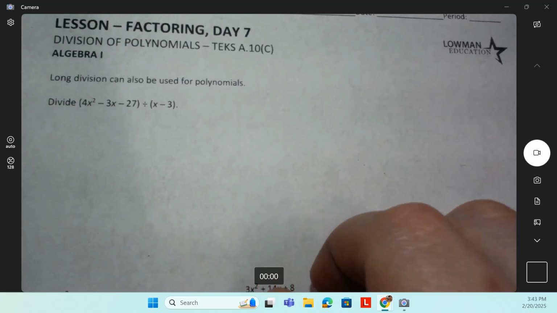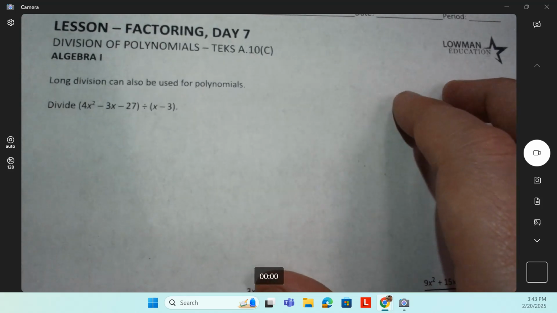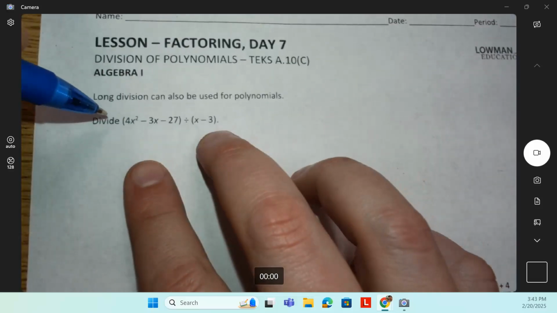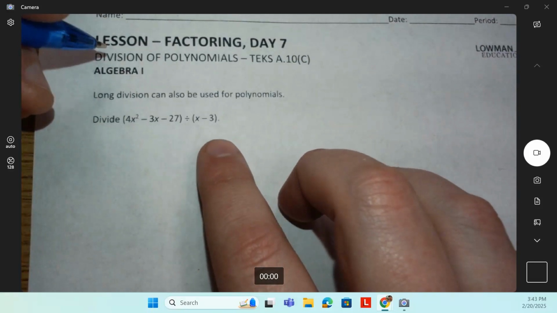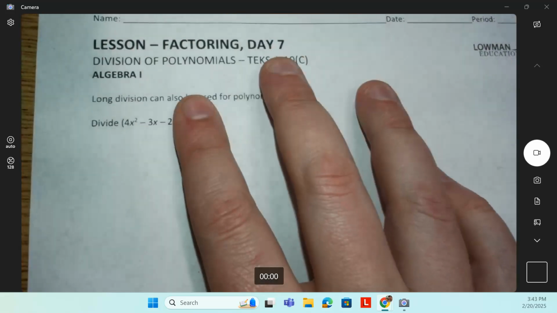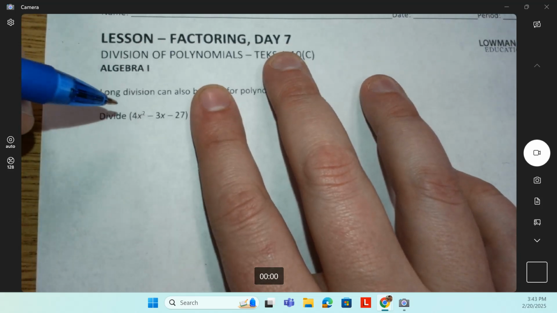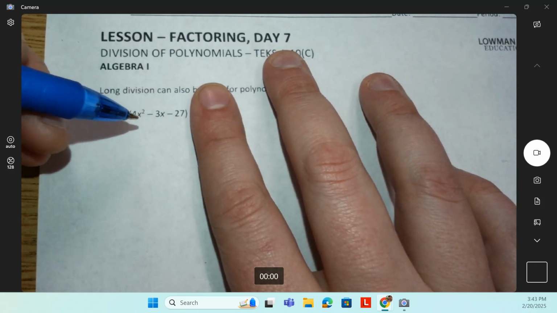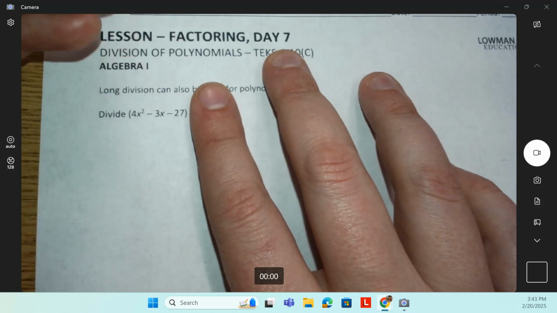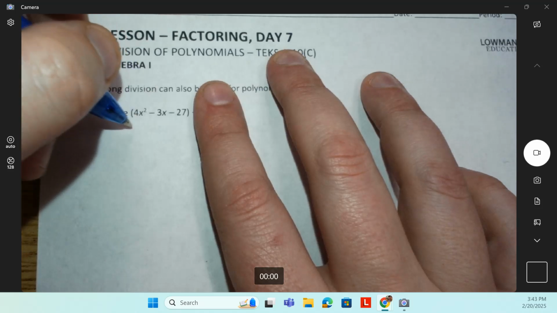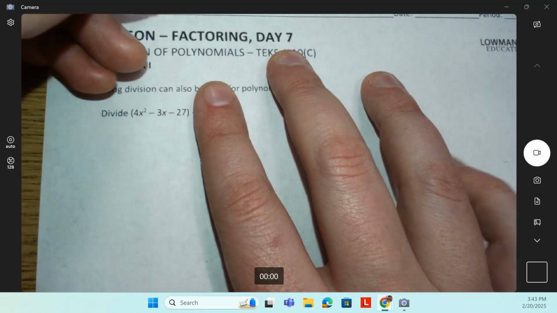Okay, we're going to look at dividing polynomials. In order to do that, we've got to be able to factor trinomials first so that we can divide. To start out, we're going to ignore that x minus 3 there and look at this as 4x squared minus 3x minus 27. As I'm looking to factor that, there's no common factor there.